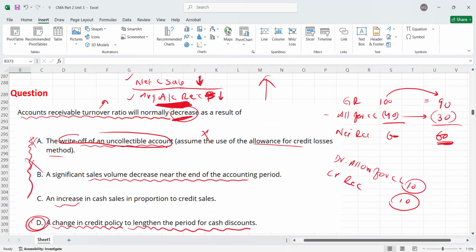Now see, an increase in cash sales in proportion to the credit sales. Definitely, cash sale has no effect on this turnover ratio. But they didn't tell you that credit sale is decreasing. They're saying an increase in cash sale in proportion to the credit sales. It means credit sale is also increasing, but cash sale has increased by a bigger proportion. So this would cause an increase in the turnover ratio, not a decrease. The question is about the decrease.